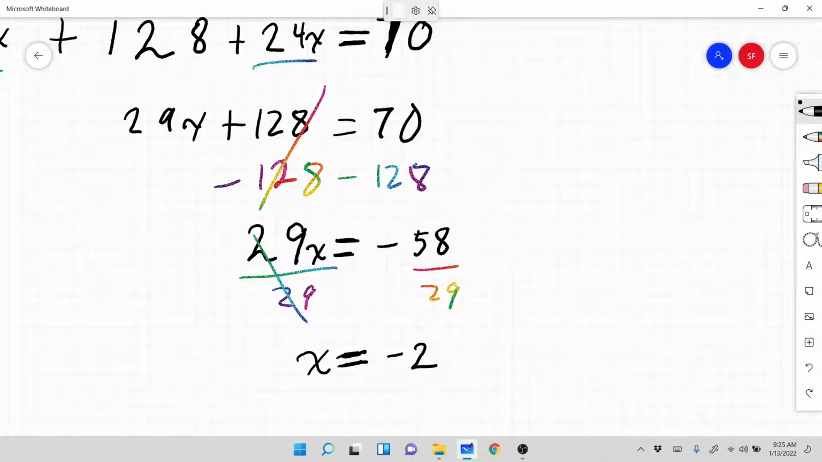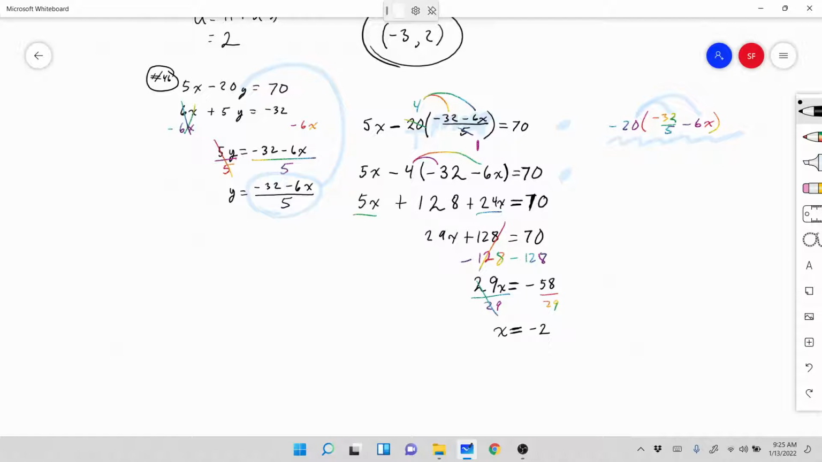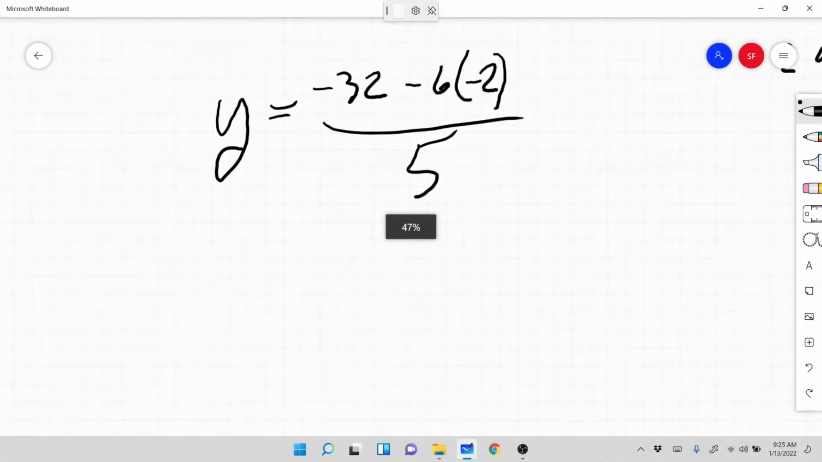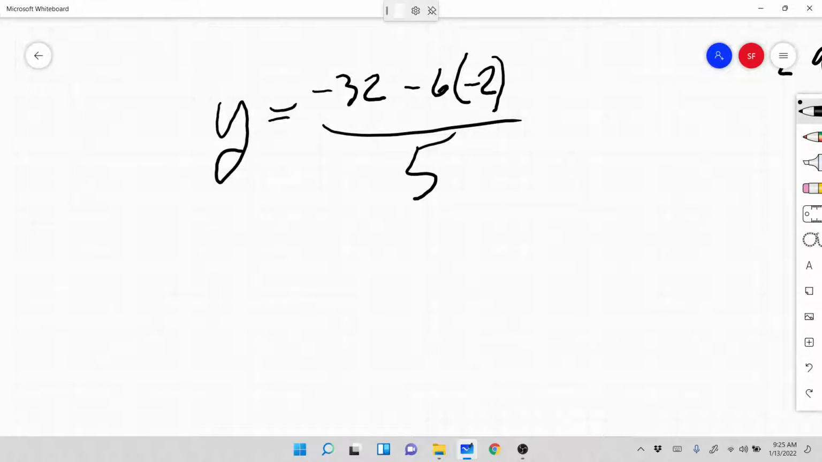What's negative 58 divided by 29? Negative 2, and then we're going to plug that negative 2 in up here. y equals negative 32 minus 6 times negative 2, over 5. Negative 6 times negative 2 is 12. Negative 32 plus 12 is negative 20. Negative 20 over 5 sounds like negative 4 to me.